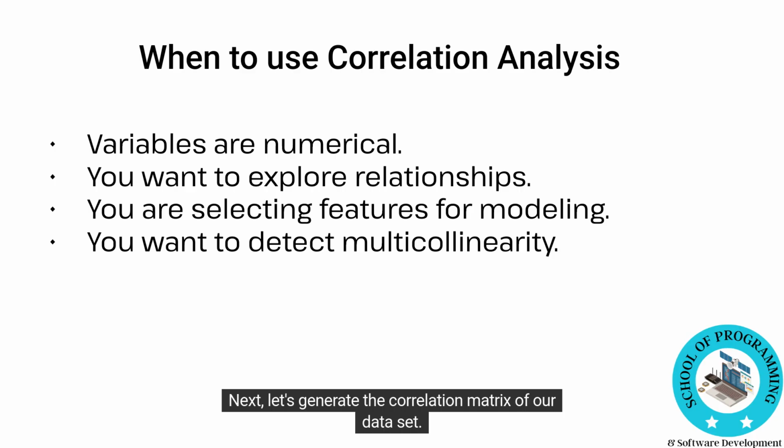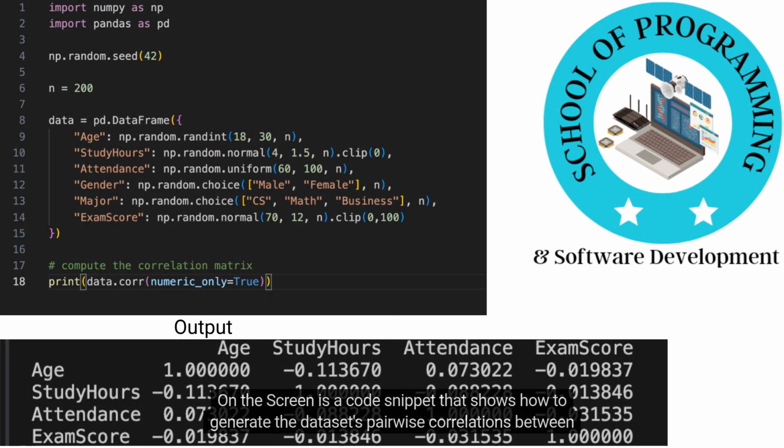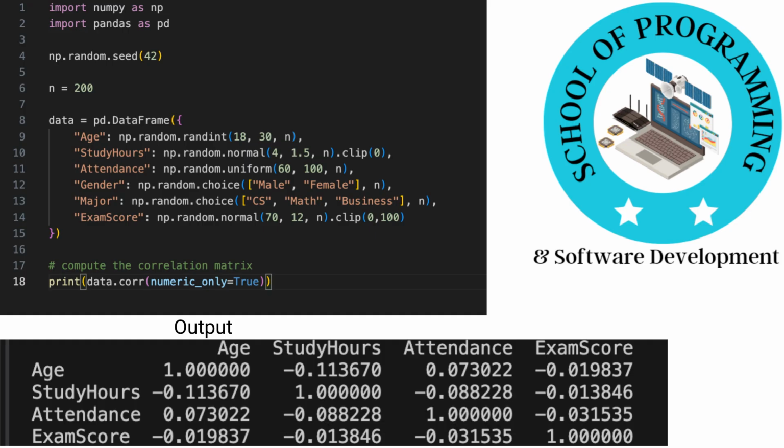Next, let's generate the correlation matrix of our dataset. On the screen is a code snippet that shows how to generate the dataset's pairwise correlations between numerical variables. We see the output when we run the code. What does this output mean?